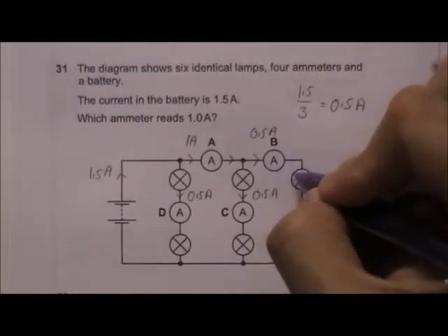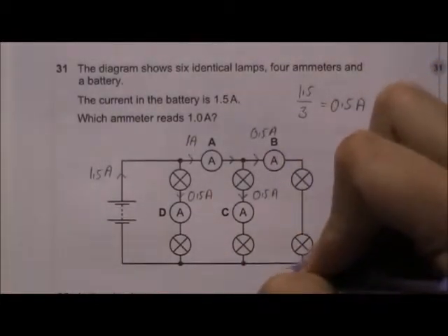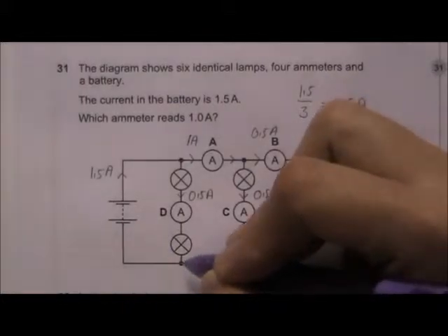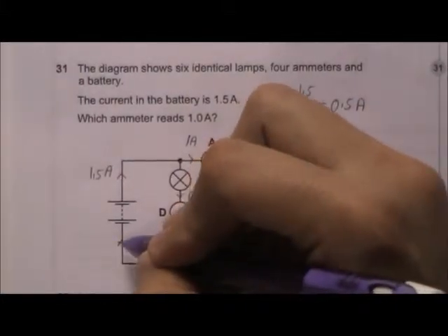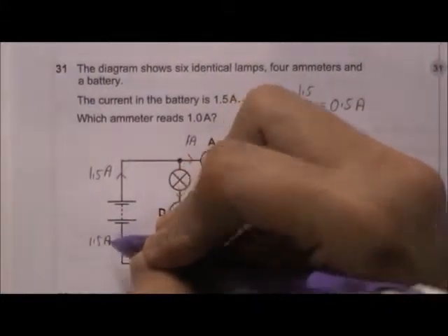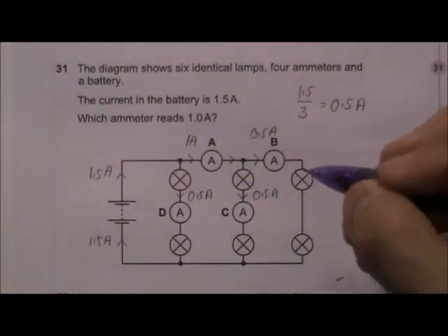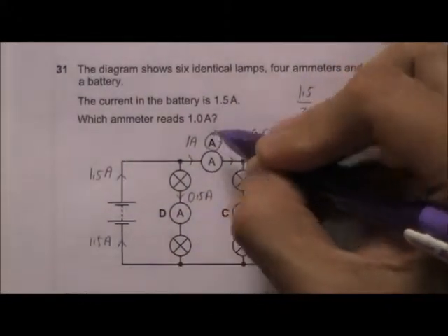After that, all the 3 branch currents will join up, and then they will come back to the battery as 1.5 ampere. So the answer should be A.